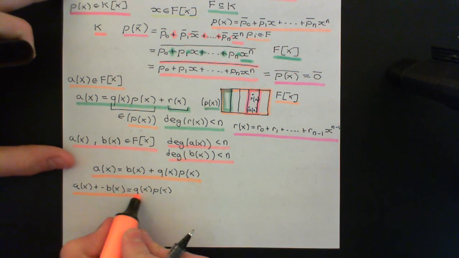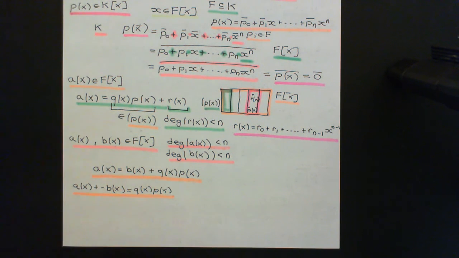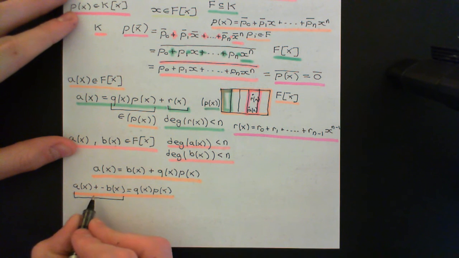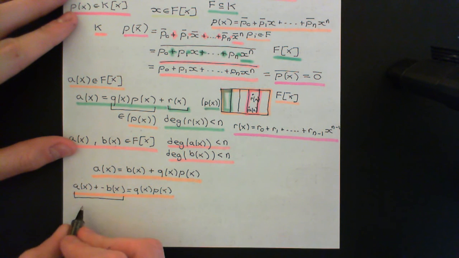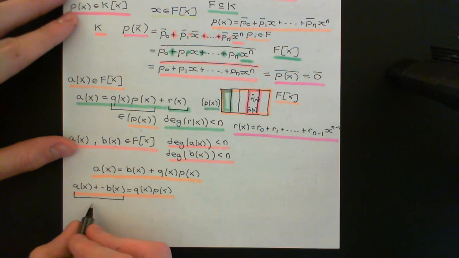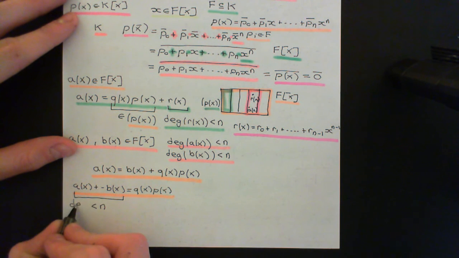Now, why is that something impossible? Well, it becomes something impossible when you acknowledge that when you add a of x to the additive inverse of b of x, the resulting polynomial that you get once you've added these two polynomials together must have degree less than n. Now, why is that?